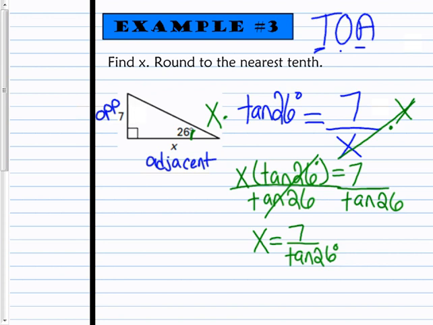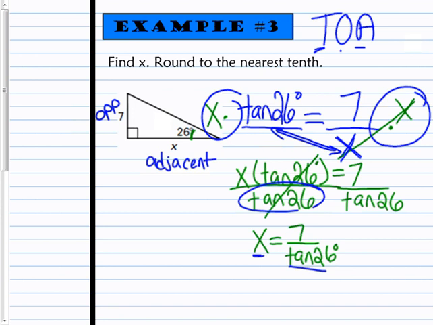Okay? So if you look at the original, we had x on the bottom right here and tangent 26 right here. So when x is on the bottom and we are trying to get it by itself, they simply switch places. This goes here and this goes here. Because look, now x is here and tangent's here. So you don't have to multiply both sides by x and then divide both sides by tangent 26. When I multiply both sides by x, and then divide both sides by the tangent, or whatever trigonometric function it is, they simply switch places.